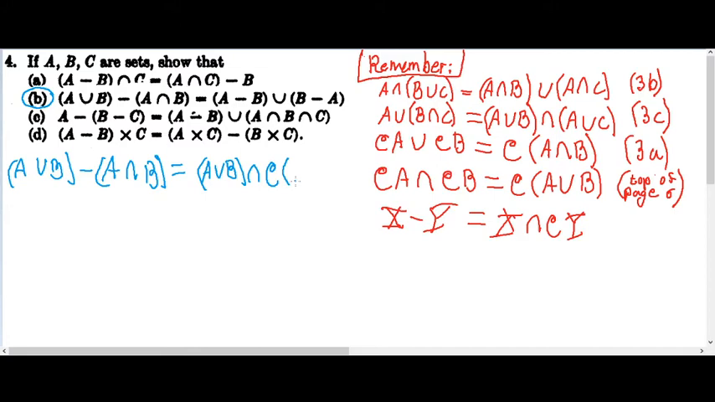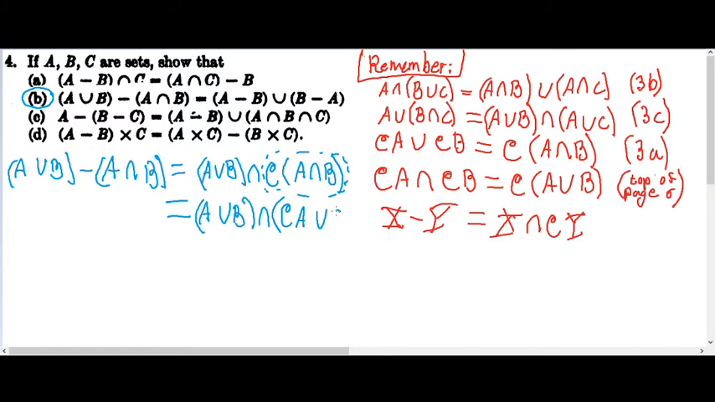And remember, we can now use the complement of the intersection of two sets. The complement of A intersect B is the same as the complement of A union the complement of B, and we proved that in 3A. So let's rewrite this again. This is A union B intersect, and we're going to rewrite that as the complement of A union the complement of B.